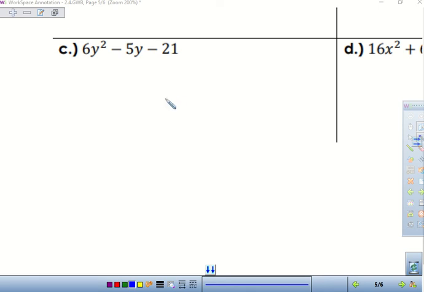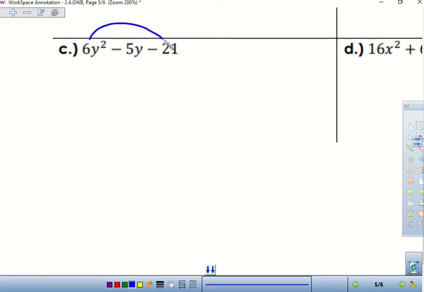So since we can't take out a GCF, and we know we can't factor when the A term is anything but 1, we're going to force the A term to be 1 using something called AC method. Okay? Now AC method only works if you've taken out any necessary GCFs first, which we've already declared there aren't any, so we can proceed. So here's how you do it.